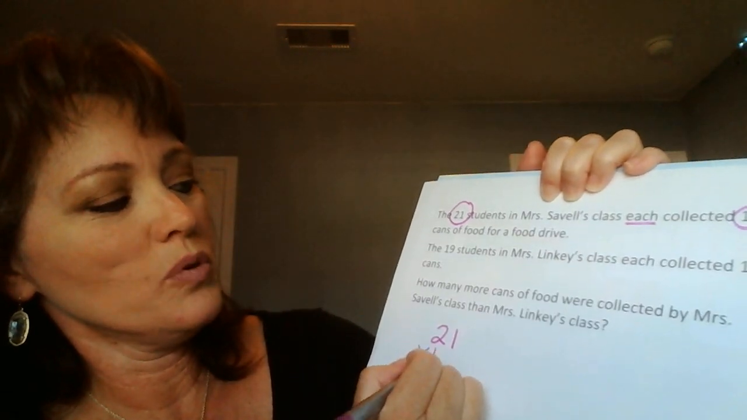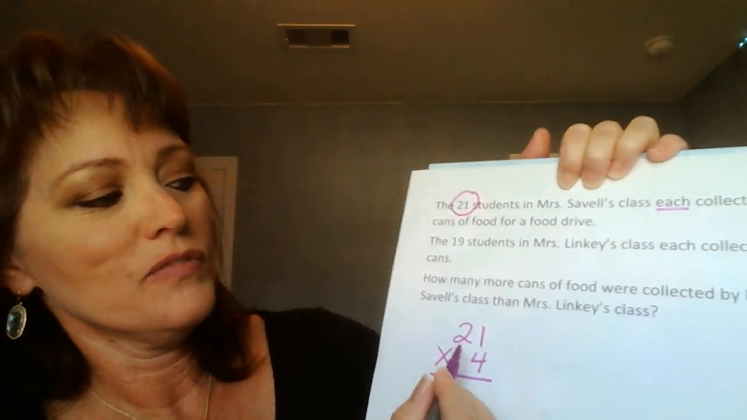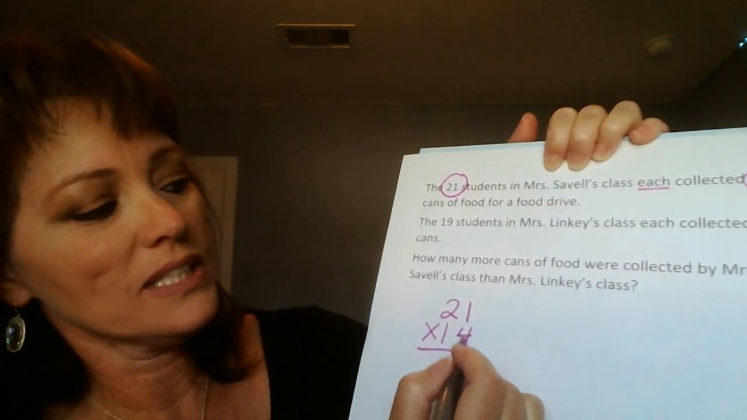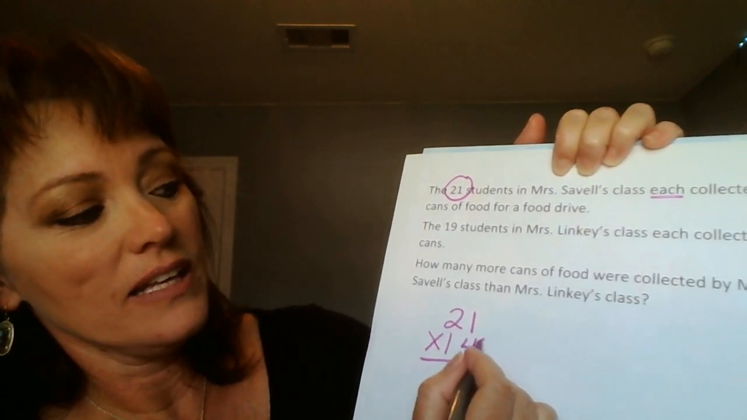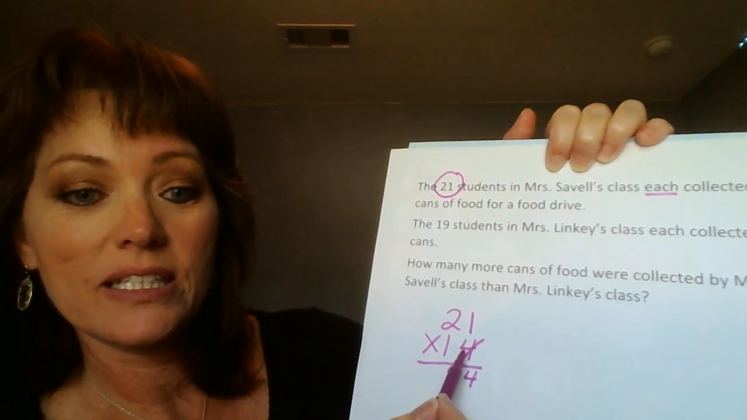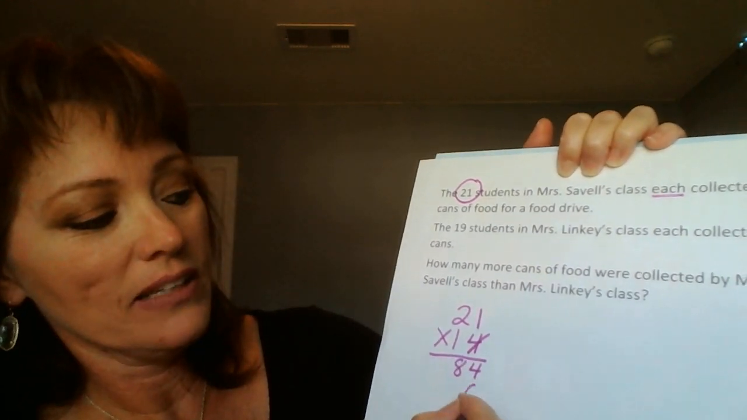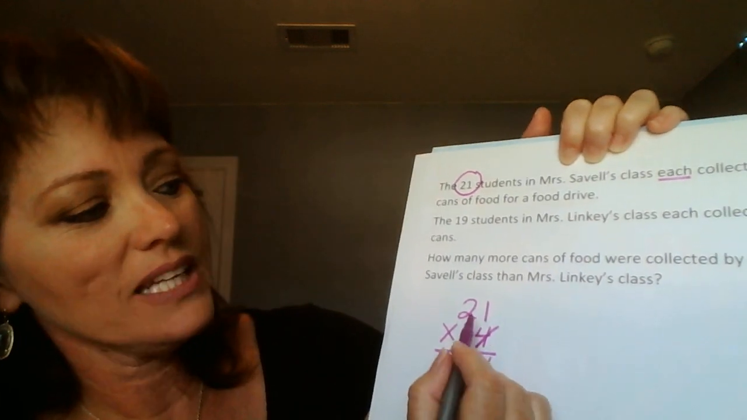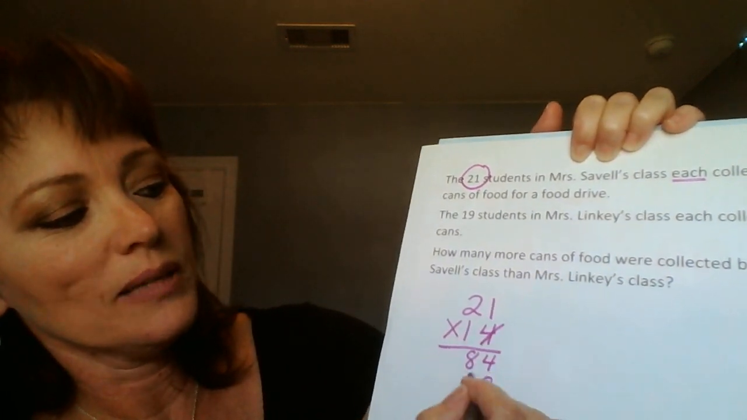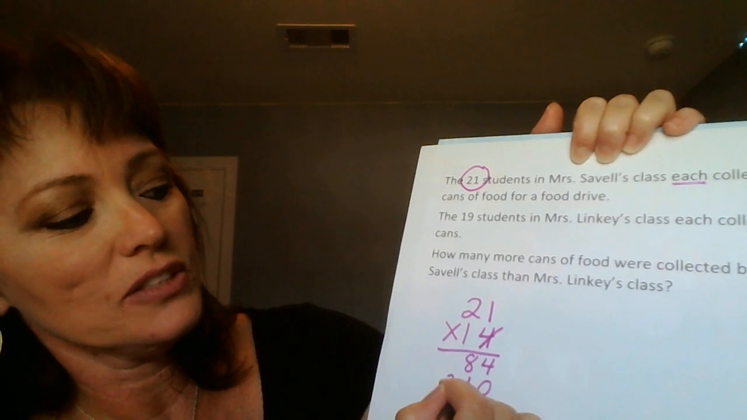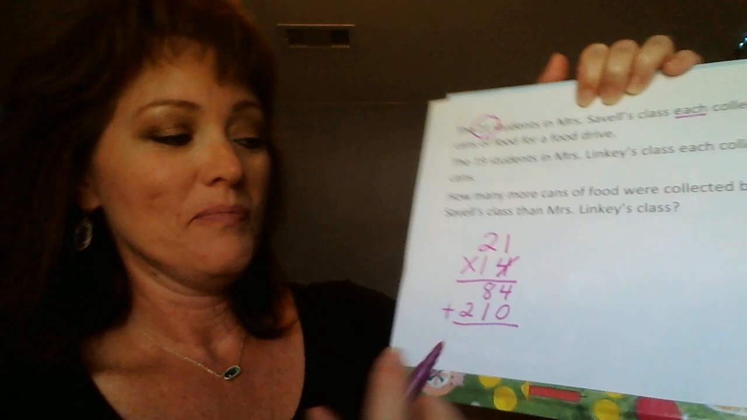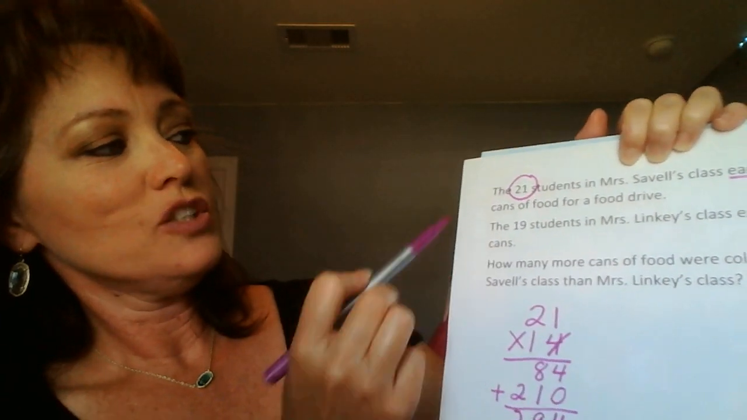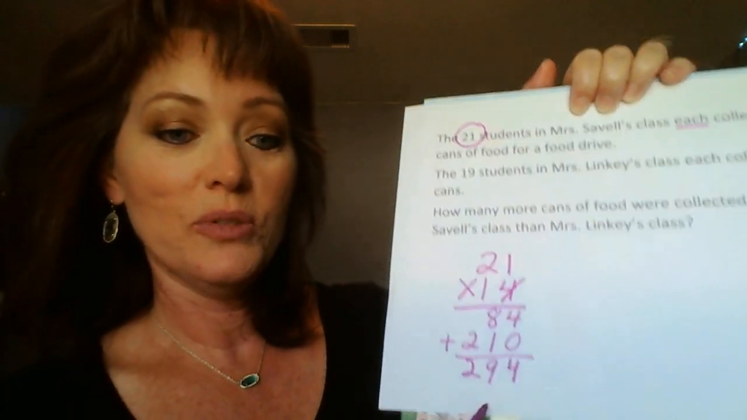21 times 14. First we do 21 times 4. 1 times 4 is 4. 2 times 4 is 8. Then we X out the number in the ones place, and down here we put a 0. Now we do 21 times 1. 1 times 1 is 1. 2 times 1 is 2. Now we add these two partial products up. 4, 9, 2. So our first step, the answer is 294.